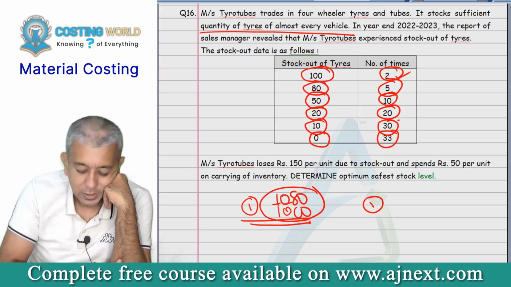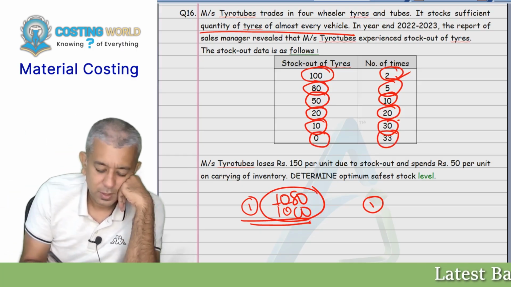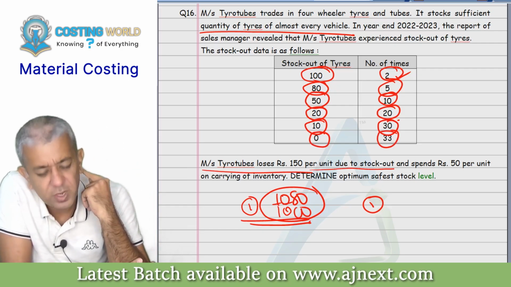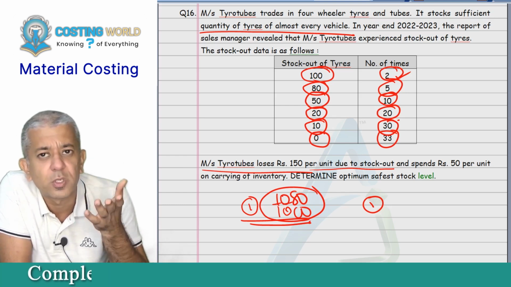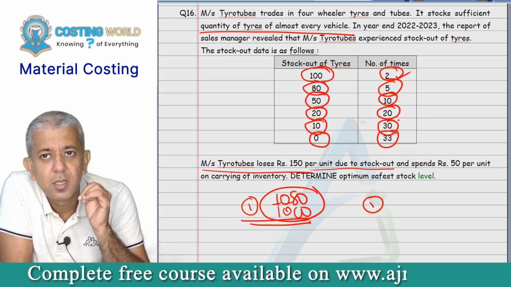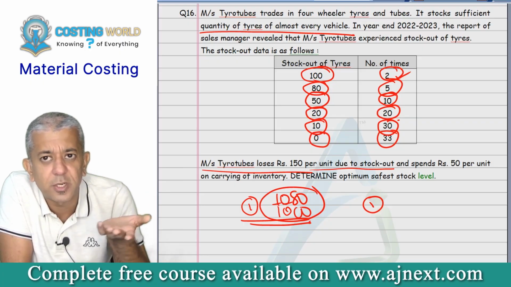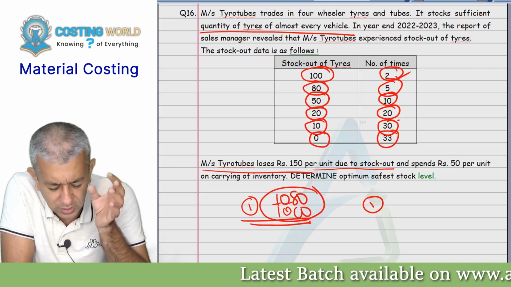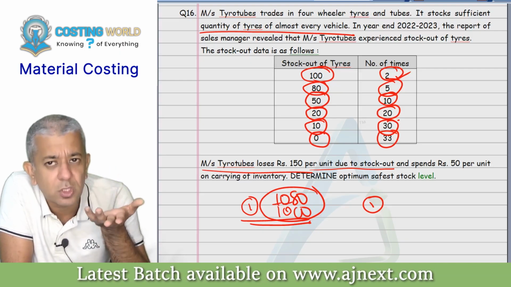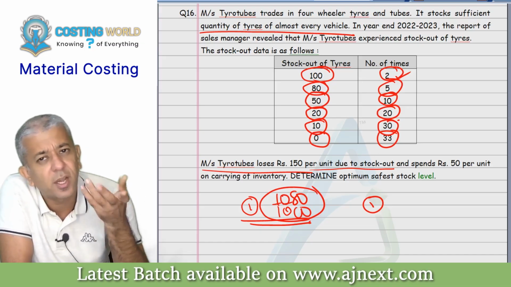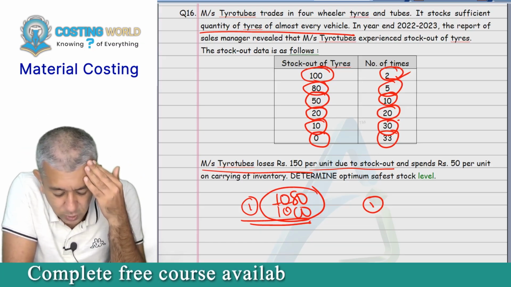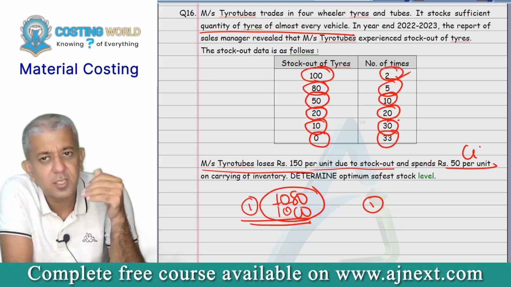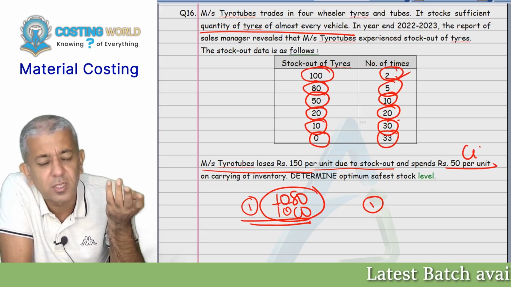Now read this very carefully. Messrs Tubes loses 150 per unit due to stockout. You can think of this 150 per unit as your profit lost. If I don't have stock, the customer will go without giving us money, so I will lose my profit. So this 150 is something like your stockout cost. You can say it is your loss also, or your cost, whatever. And it spends 50 per unit on carrying the inventory. This is nothing but CI. So if you want to keep the goods in stock, it costs you rupees 50.